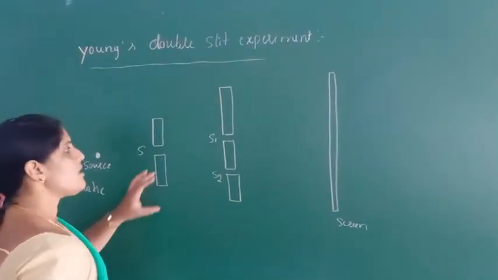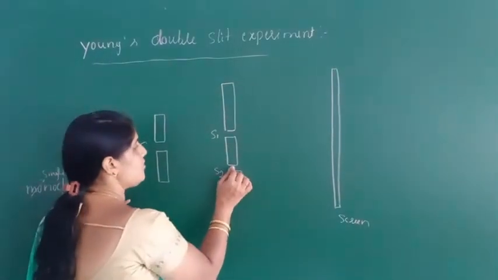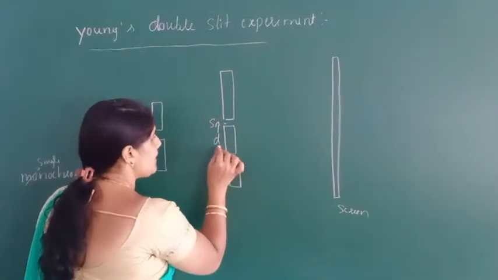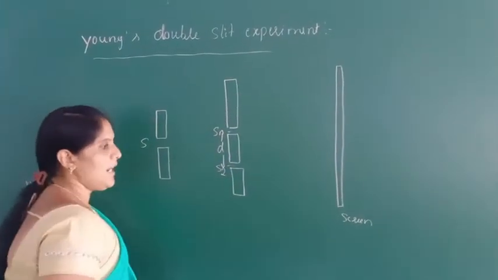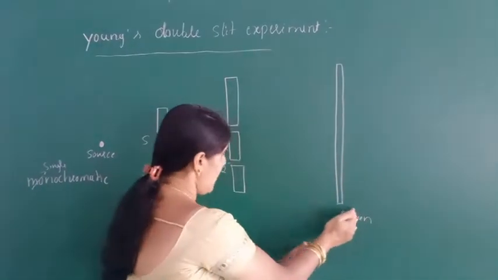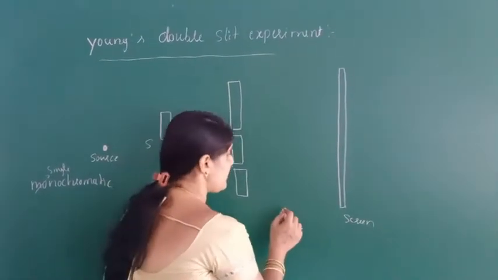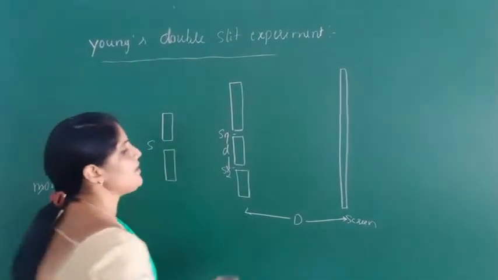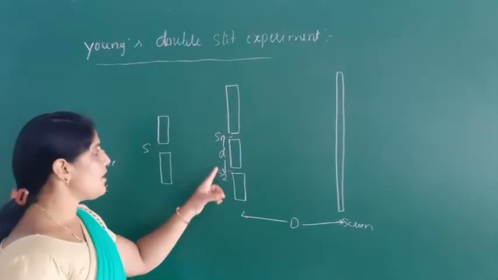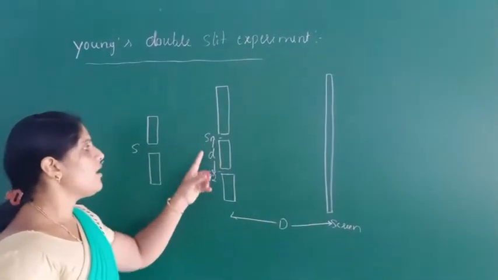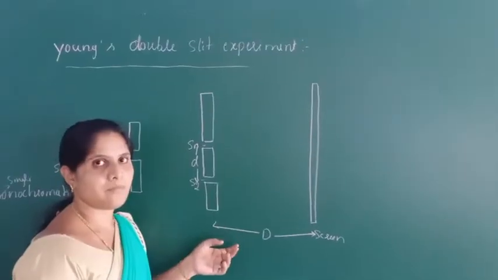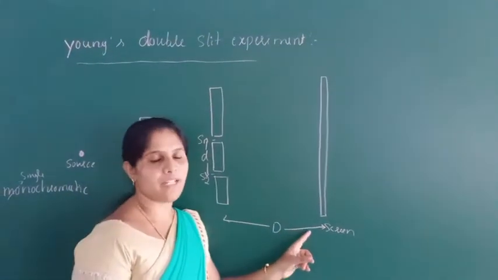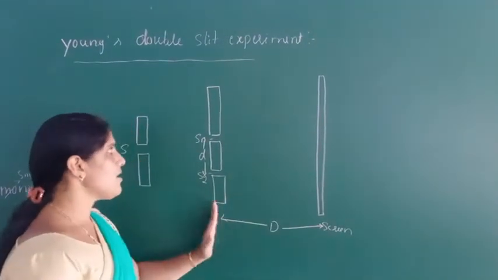Here the distance between the centers of the two slits is known as small d. So small d is the distance between the slits. Next, the distance between the screen and the double slits is known as capital D. Capital D is the distance between the screen and the slits, and small d is the distance between the two slits.